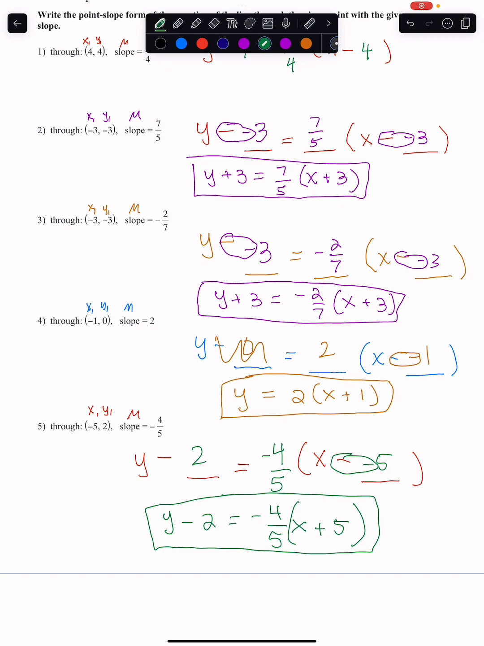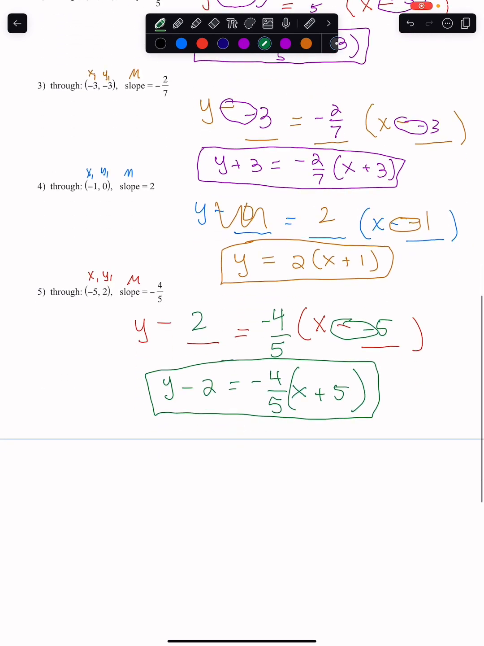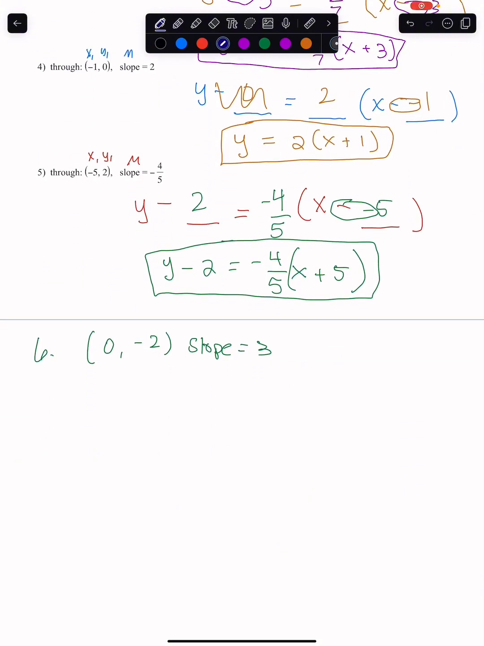But there is one I want to point out. I didn't have an example like this. What happens if I have x is 0, y is negative 2, and my slope is, let's say, 3? We had one where the y was 0. What happens when x is 0? Well, what happens is this. Same thing that we've been doing before. y minus blank equals blank, parenthesis, x minus blank.